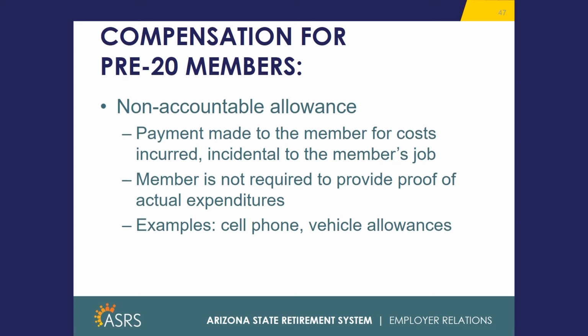Non-accountable allowances. This would be, for example, if on a payroll basis or maybe once a month, you put additional money in an employee's payroll for cell phone expenses or maybe vehicle expenses, but the individual employee does not have to file a claim to get that money added or that reimbursement. We refer to that as non-accountable allowances. And for employees that started contributing before January 1st, 2020, that is considered compensation, and you would take the contributions out for us.